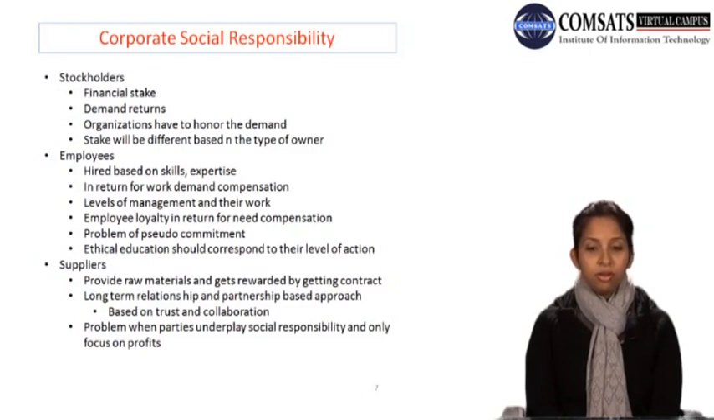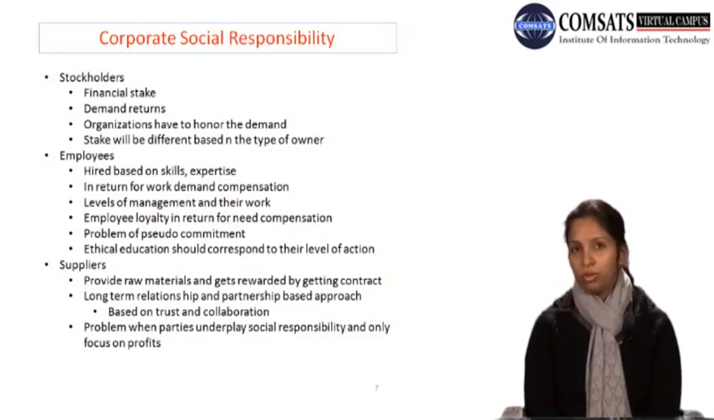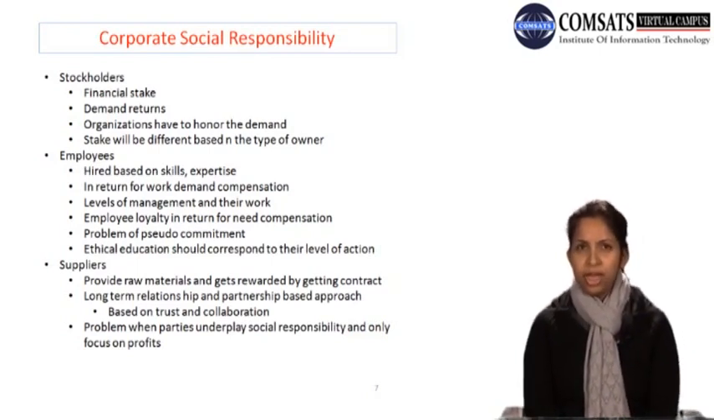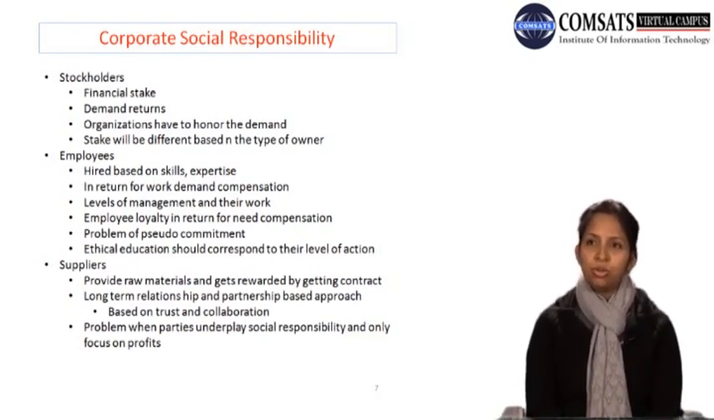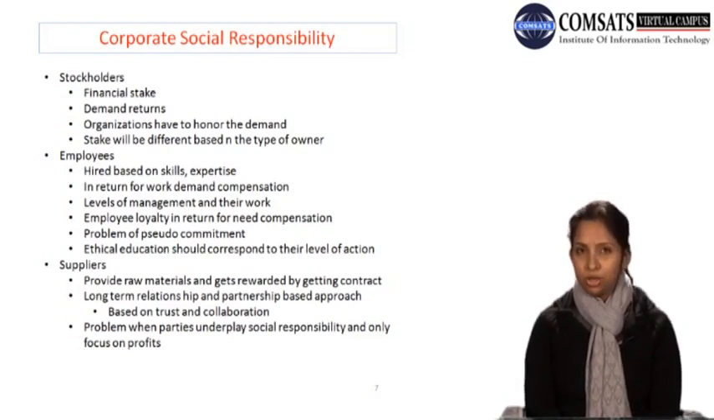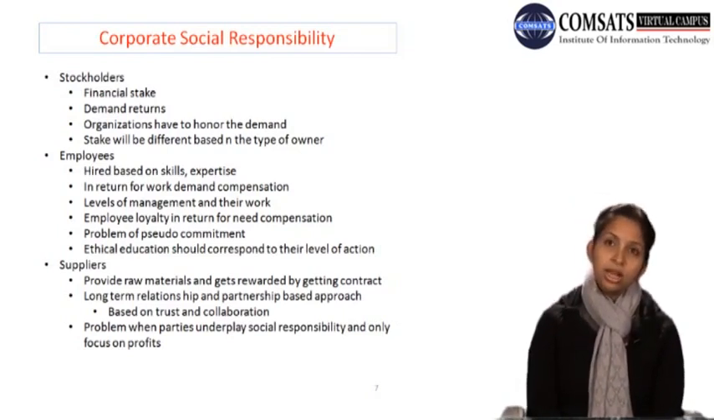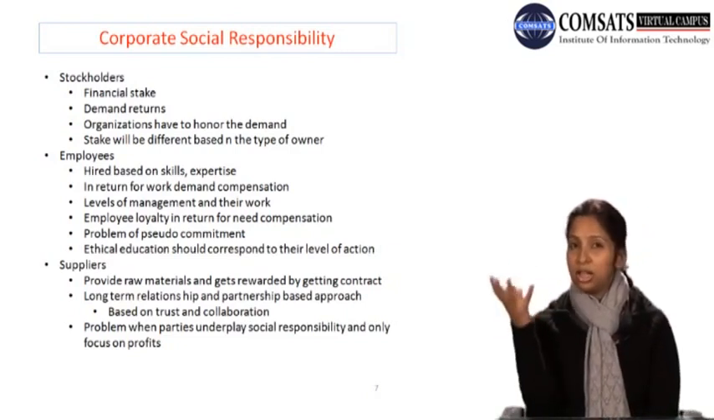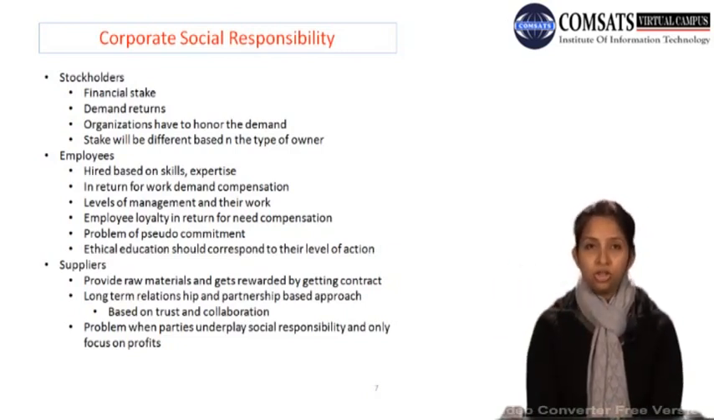The stakes will be different based on the type of owners, because aapki jo returns hoti hain wo hum pehle bhi padh chuke hain, aapke jo shareholders hote hain wo different type ke hote hain, aapke common shareholders bhi hote hain, aapke preferred shareholders bhi hote hain, depending upon ki aap kis type ke shareholders hain, aapka dividend type bhi change ho jata hai. Aap chote stakeholder hain jiski kam investment hai as compared to a larger shareholder hai jiski zyada investment hai, tab bhi aapka stake jo hai ya risks factor jo hai wo change hota hai.